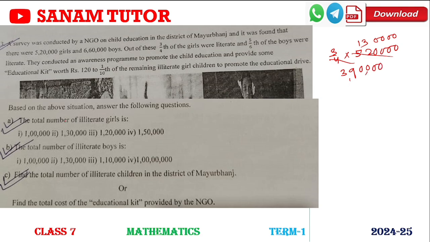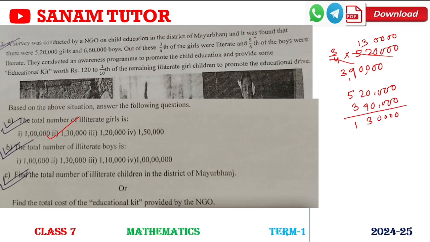So tell me the total number of illiterate girls. Illiterate girls means subtract: the total is 5,20,000 minus 3,90,000, so 1,30,000. So option number 2 is the correct answer. Understand? Next question.